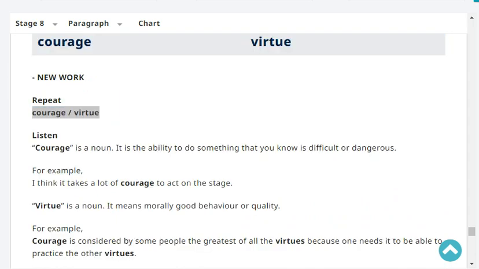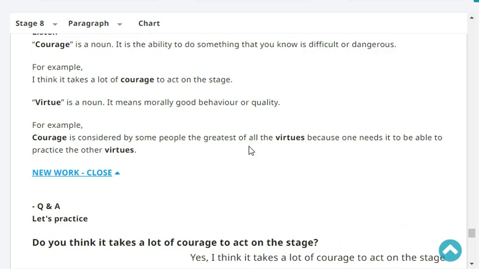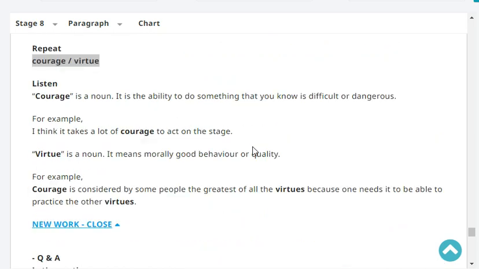Next, repeat. Courage. Virtue. Very good. Okay, listen. Courage is a noun. It is the ability to do something that you know is difficult or dangerous. For example, I think it takes a lot of courage to act on the stage. Virtue is a noun. It means morally good behavior or quality. For example, courage is considered by some people the greatest of all the virtues because one needs it to be able to practice the other virtues.